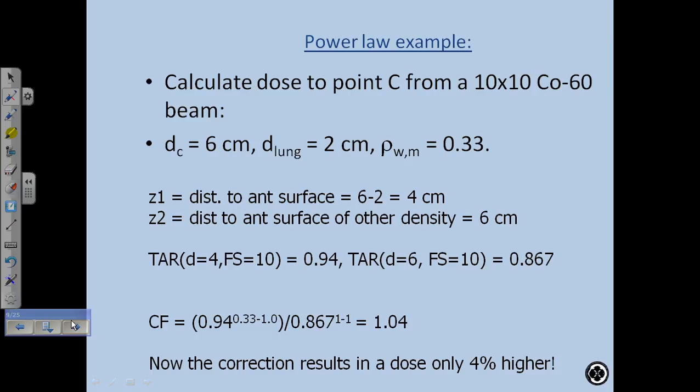See the difference? There's a huge difference between our chart and the back though. One was 10%, the other was 4%. This one's a little bit more accurate.